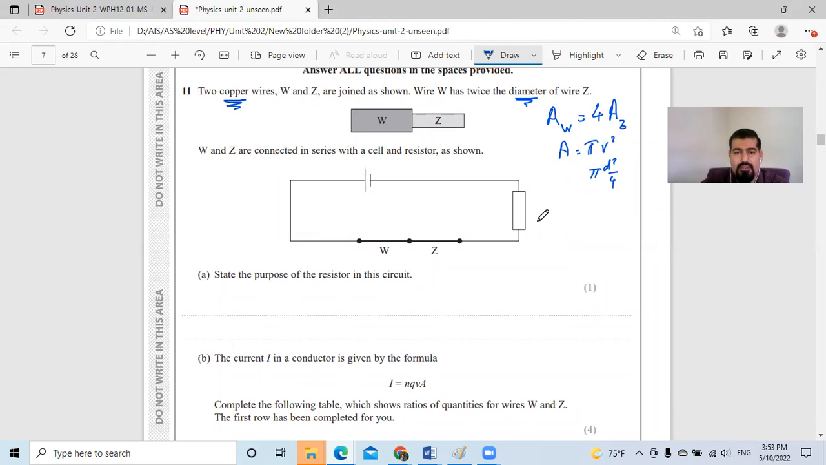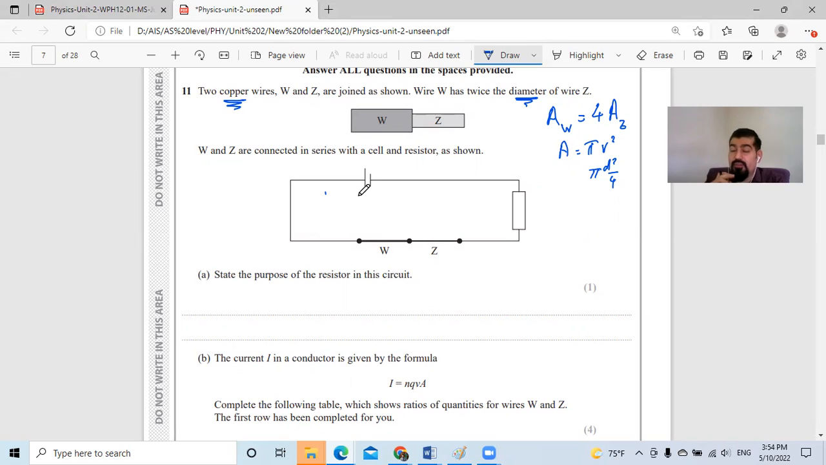So W and Z are connected in series with the cell and a resistor. This is the cell, this is the resistor, and these are the two wires as shown. State the purpose of the resistor in the circuit. Who can tell me why we connect resistors in the circuit? One of the answers Hamza sent, yes, correct answer. Another answer?